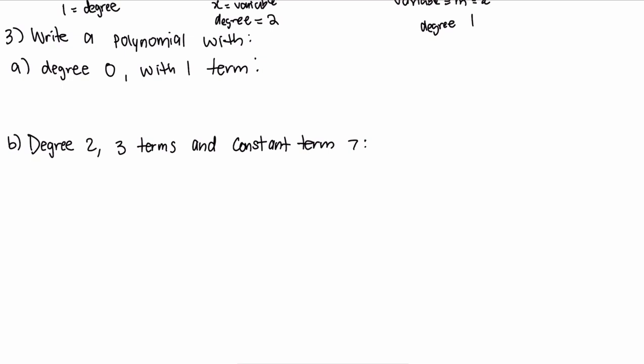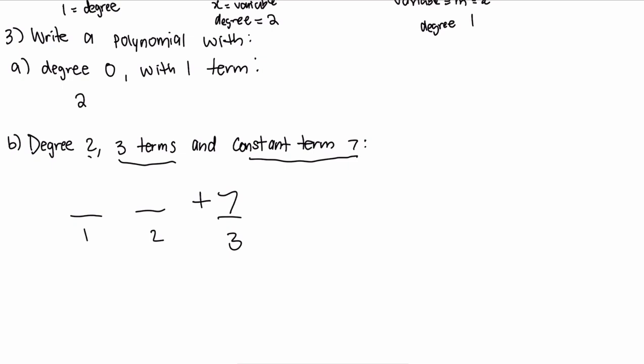So A, write a polynomial with degree 0 with 1 term. So degree 0, so technically we can't have any x's inside and it only has to have 1 term. So we can easily just write a coefficient in this case. So we can just do 2, which would count as a degree of 0 with 1 term. Now it says degree of 2, 3 terms, and a constant term is 7. So our constant term is always fixed, so it's going to be 7 plus, and we have 2 more because it has 3 terms, 1, 2, and 3.